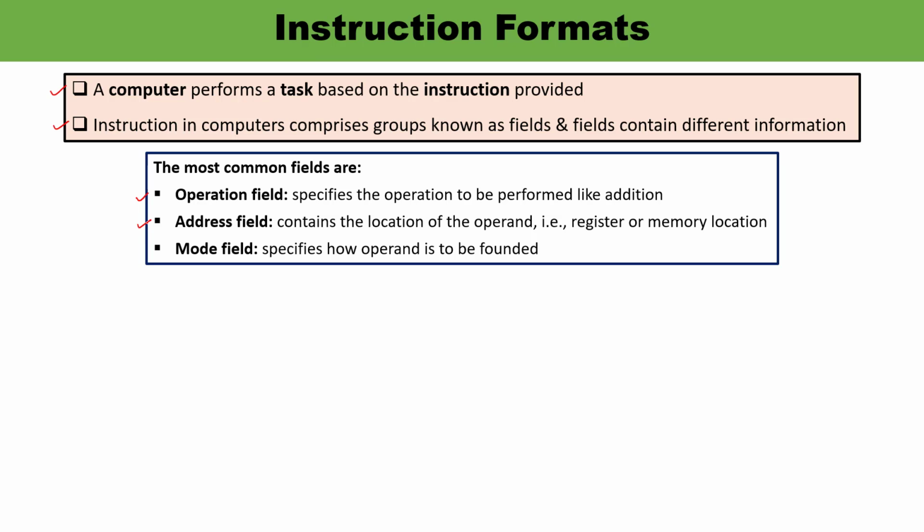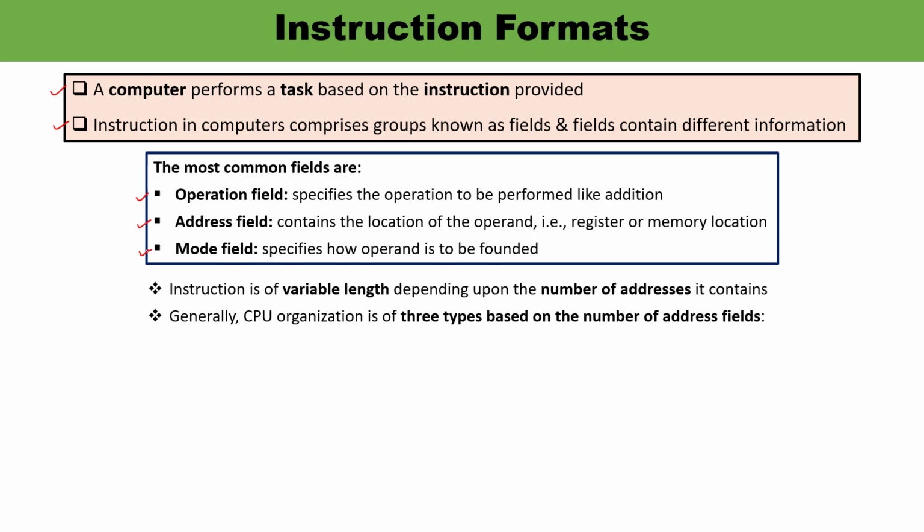Next is the address field. The address field designates a memory address or a processor register. And third is the mode field. The mode field specifies the way the operand, or you can say the effective address, is determined. That means how the operand is to be found. So instructions may be of variable length depending upon the number of addresses they contain. I'll be telling you in detail.